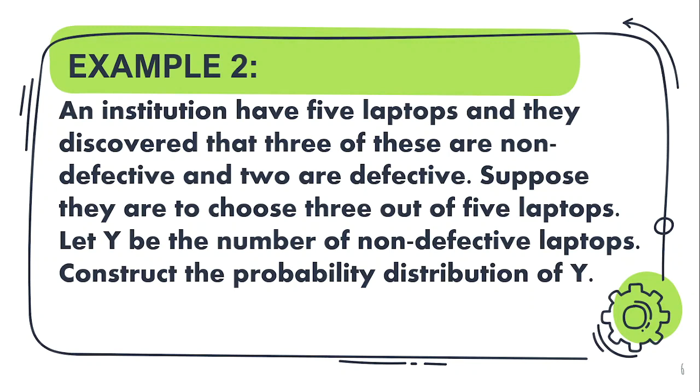For the second example, an institution have 5 laptops and they discovered that 3 of these are non-defective and 2 are defective. Suppose they are to choose 3 out of 5 laptops. Let Y be the number of non-defective laptops. Construct the probability distribution of Y.